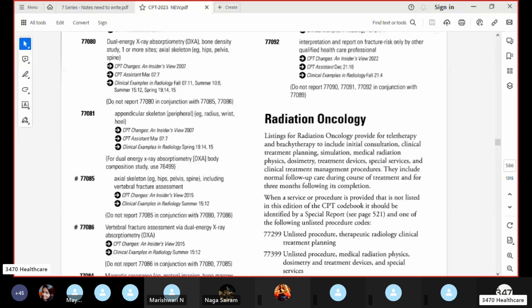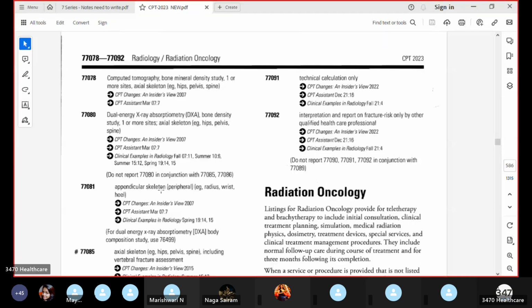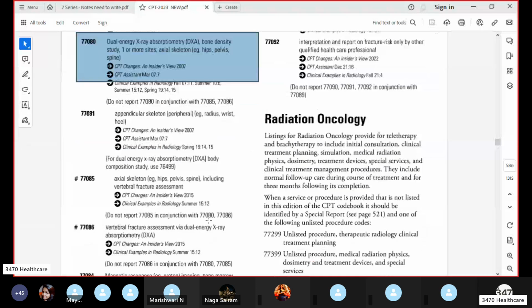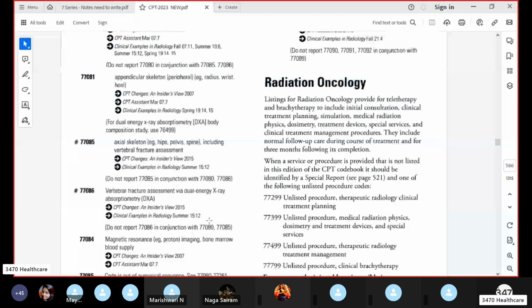First one. Second one, so bone density study 77080. Second one is 77080. Third one for DEXA for the spinal fracture assessment. So spinal, vertebral, both same.